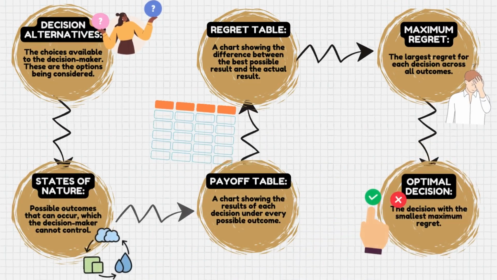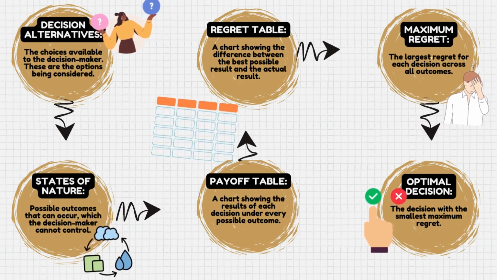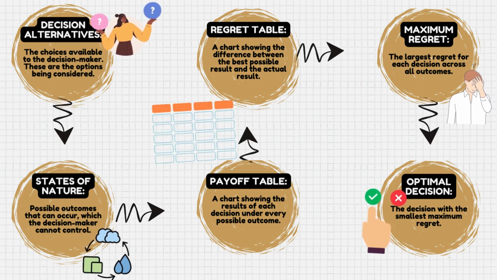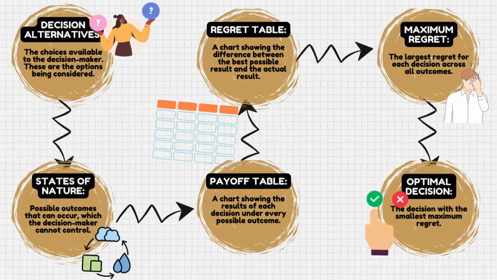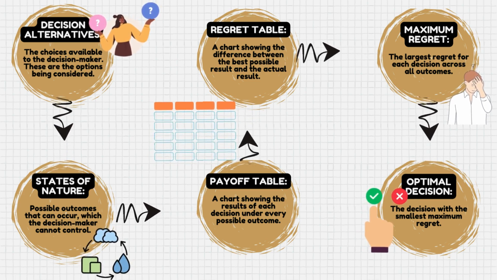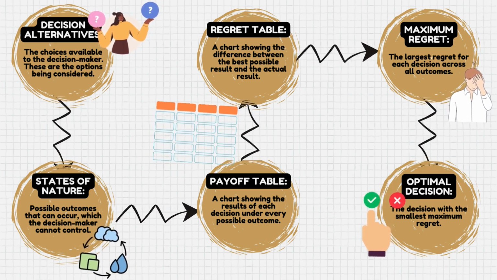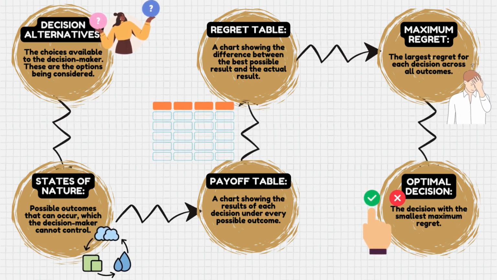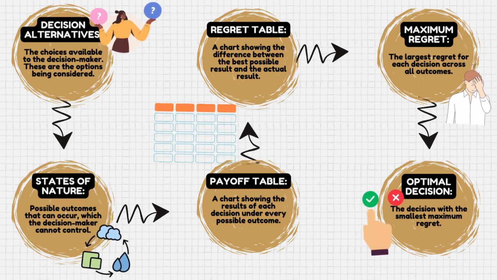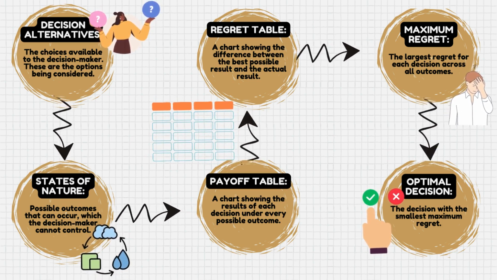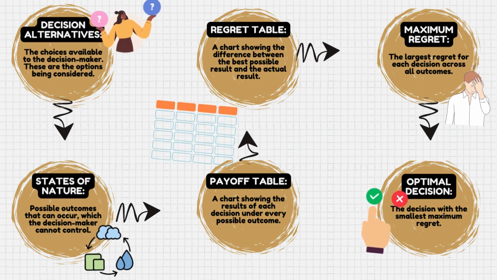Here are the step-by-step components for the Minimax regret rule. First, decision alternatives. The choices available to the decision maker. These are the options being considered. Second, states of nature. It is about possible outcomes that can occur, which the decision maker cannot control. It's all natural. Third, payoff table. A chart showing the results of each decision under every possible outcome.